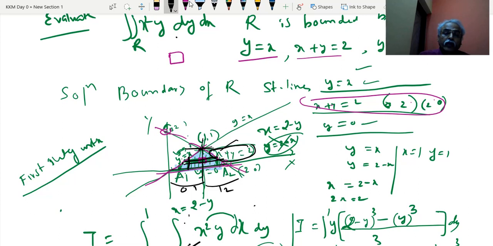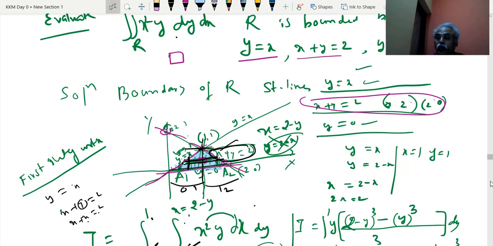Highest part, easily you can find the point of intersection by putting y equal to x in x plus y equal to 2. Put y equal to x, x plus x equal to 2, 2x equal to 2 gives x equal to 1, y equal to 1. So height is 0 to 1, so y is 0 to 1. Hence, once limits are found, integration becomes a formality. But let us see quickly how the integrations are done.